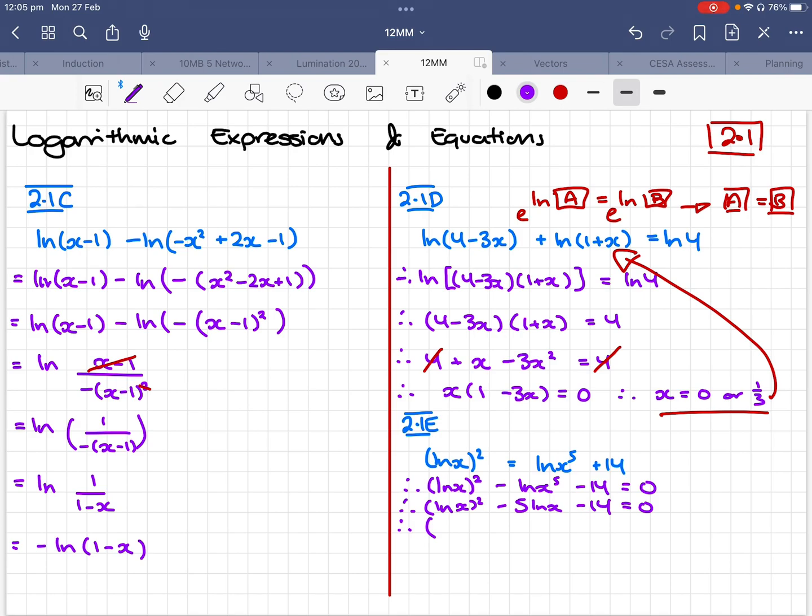Using the sum and product method here, we're looking for two numbers that multiply to give us negative 14 that add up to negative 5. Those two numbers are negative 7 and positive 2. And instead of x, we've got ln x. So this means ln x is equal to 7 or negative 2. E to the power of both sides means we get x is equal to e to the power of 7 or e to the negative 2.